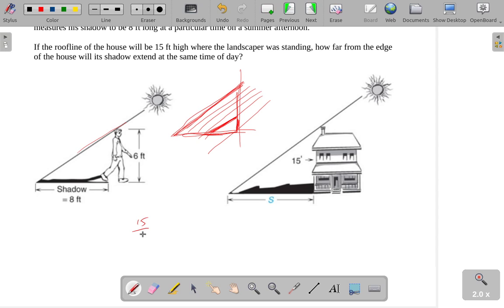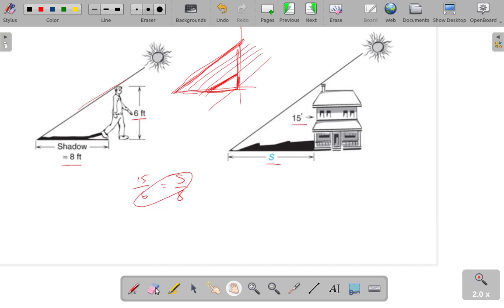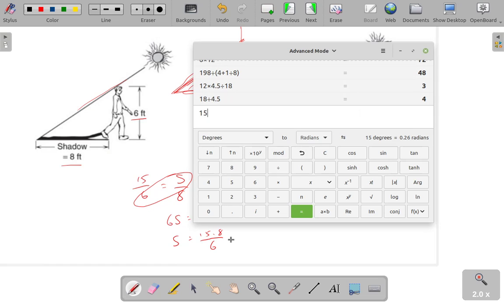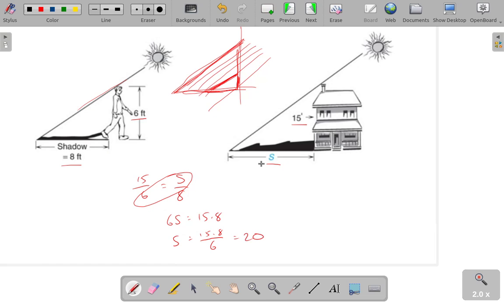So 15 divided by 6, this distance divided by that distance, would be equal to this distance divided by that distance, s over 8. So I can solve this by cross multiplication. I get 6s equals 15 times 8. So s would be 15 times 8 divided by 6. I'll ask my calculator what that is. 15 times 8 divided by 6 gives me 20. So the shadow of this house we would expect to be 20 feet long. Again, everything is in feet on this one, so hopefully it should be clear that this would be just 20 feet.